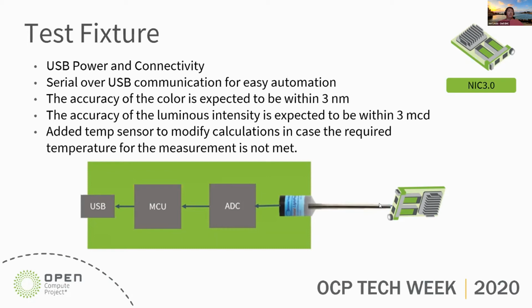The ADC is capable of the accuracy that's listed there, the 3 nanometer accuracy on the color and the 3 millicandela on the luminous intensity. One thing we did add that hasn't been discussed much is a temperature sensor, in case during our development of the methodology, the temperature makes a significant difference to the measurement being recorded. On the next slide, we'll see a picture of the first board.